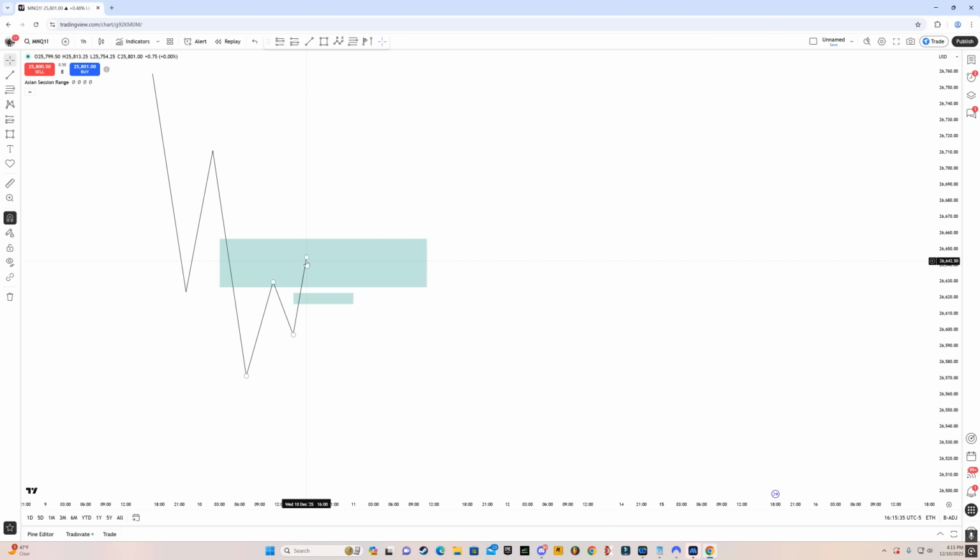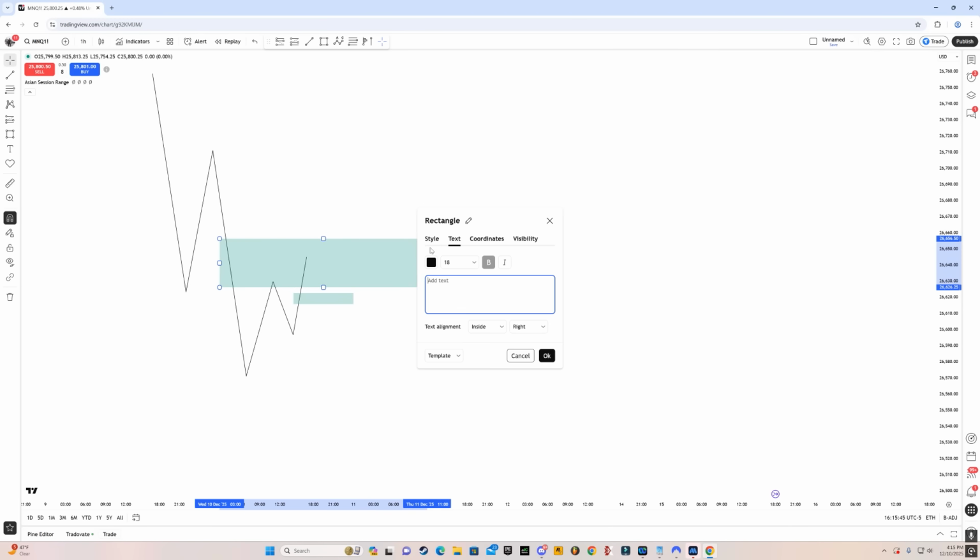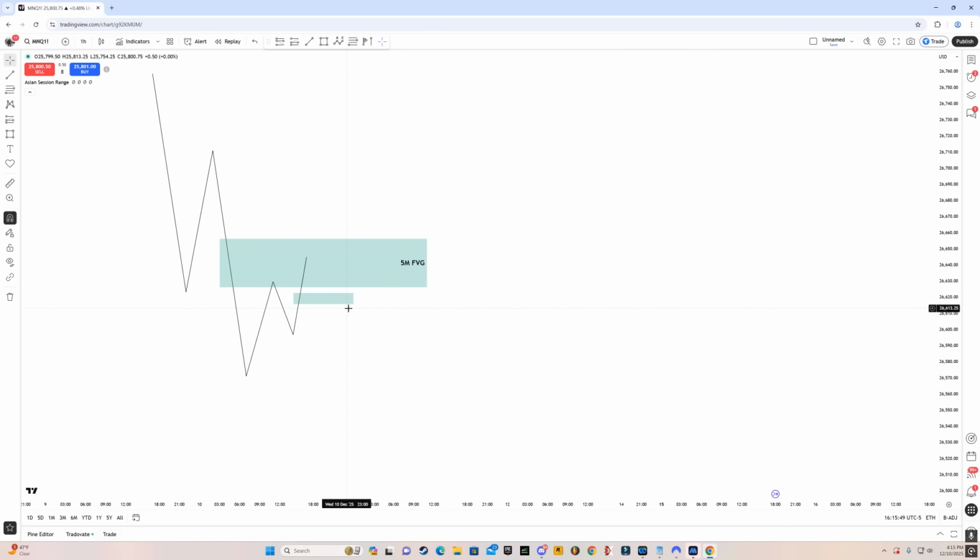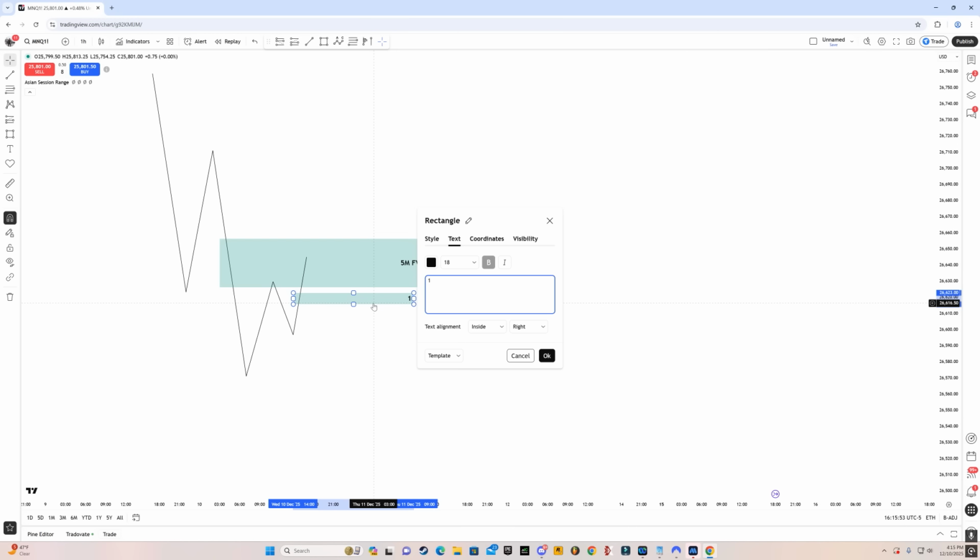So this manipulation leg tapped into the fair value gap. It also swept some form of liquidity, right? And let's suppose that there is only one fair value gap. So let me just mark this out real quick for your understanding. So this is a 5-minute FVG, right? And this right here is the 1-minute FVG. So let me just mark that out real quick.